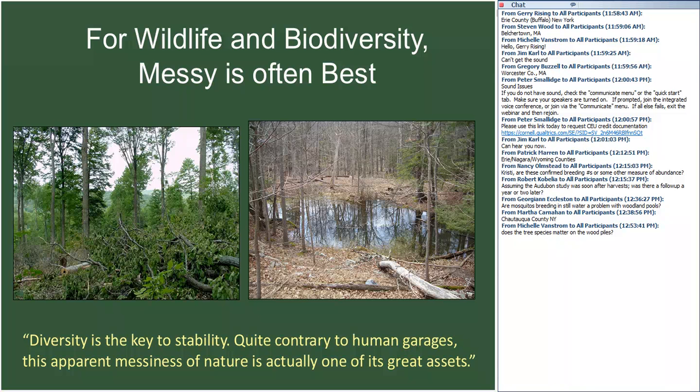There is one from Michelle, who wants to know if tree species matter. Let's see. So Michelle, I'm going to assume you mean does the species of tree that's left in the wood pile matter? And I would say probably not. It's going to matter in terms of how long it takes for that wood pile to break down. So some of the softer woods might break down more quickly.